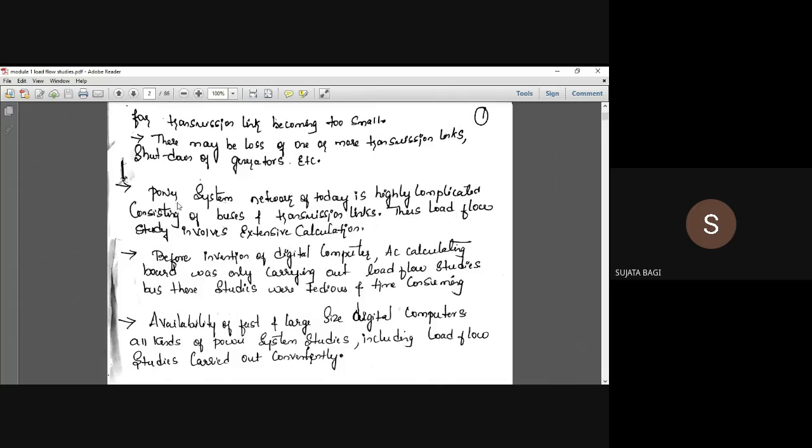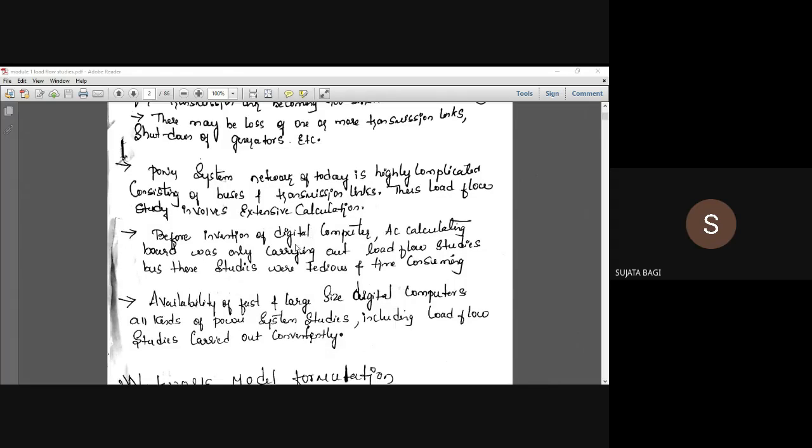And this power system network, if you see nowadays, is obviously highly complicated, and it consists of various buses, transmission links, and different load flow studies. So the calculation may be extensive. Before the invention of digital computers, whatever they did for calculating load flow studies was tedious and time consuming. Obviously, the calculation of load flow studies is not simple, because so many things are involved.